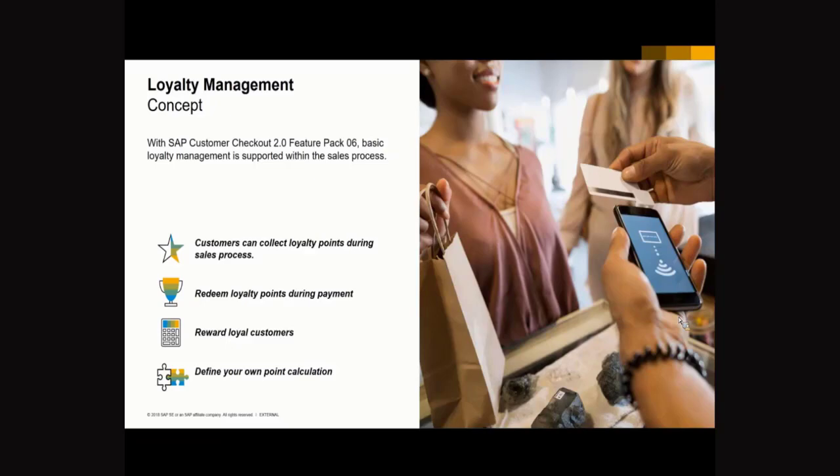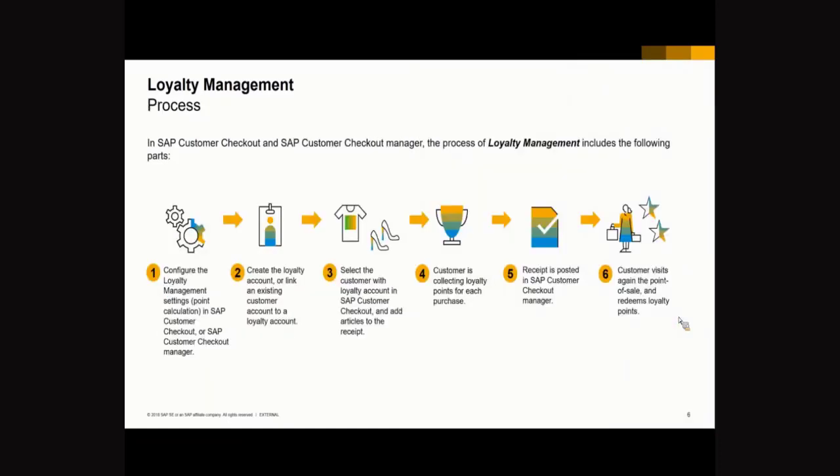What I will also show you is how you define the rules for the point calculation. For the process to use the functionality, you mainly have to do the following, which we show here. First of all, you have to go into the configuration of SAP Customer Checkout and enable the loyalty management. Then, of course, you have to register relevant customers to join the loyalty program. And as soon as they have joined, the customer can collect loyalty points. So I will go now into the system and show you how you can configure this.